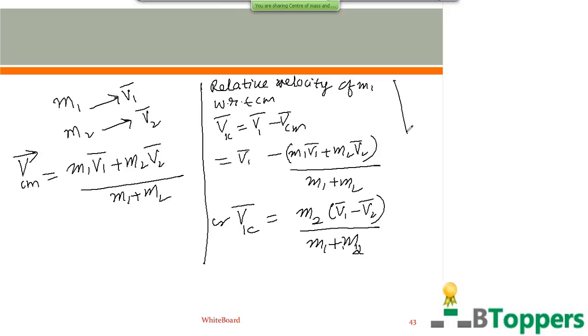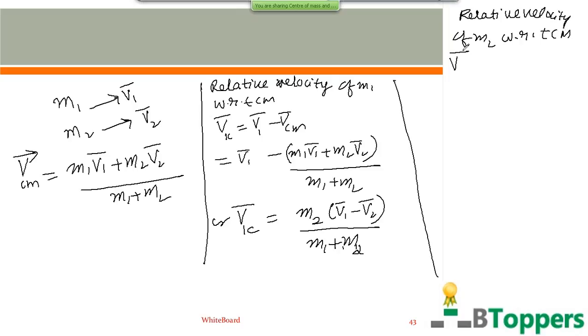The same way, the relative velocity of m2 with respect to the center of mass of the system, denoted by v bar subscript 2c, is equal to v2 bar minus v_cm bar.